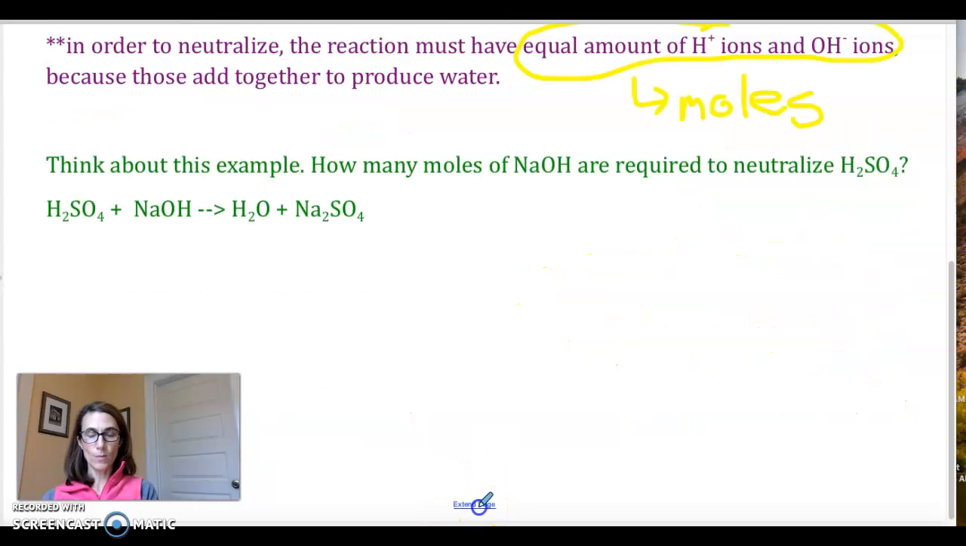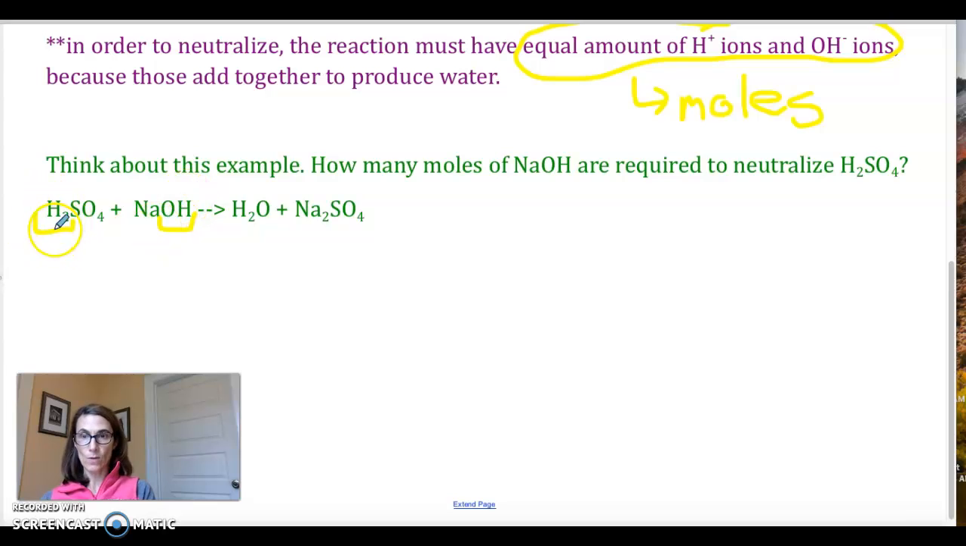So let's take a look at an example here. How many moles of NaOH would be required to neutralize H2SO4? And you can get this just from balancing your equation or looking at how many H's I have in the acid. So this would be a diprotic acid, if you remember, because we have two H's. So we are going to need two OH's to balance that out. So for every H, we need an OH.